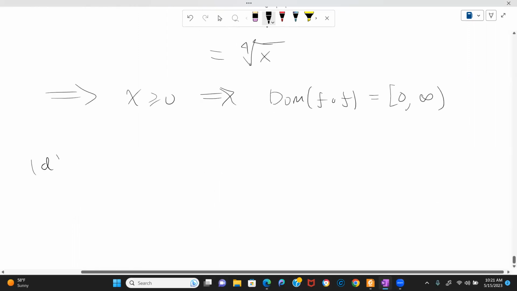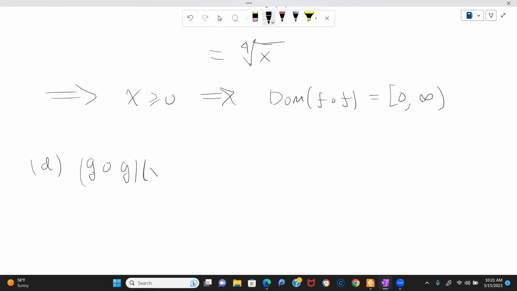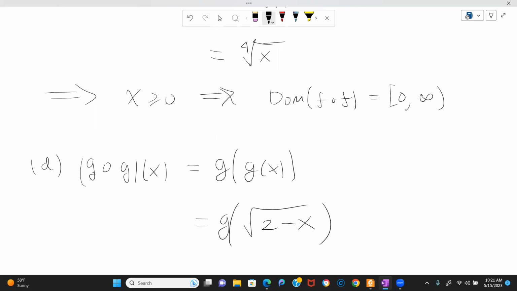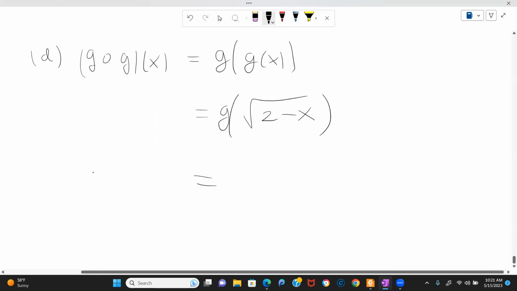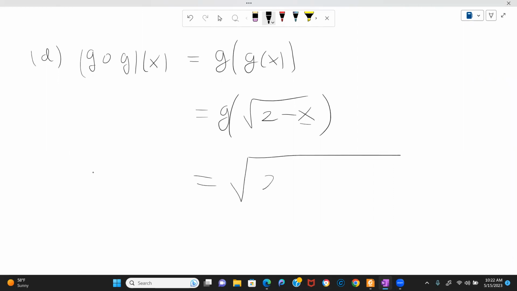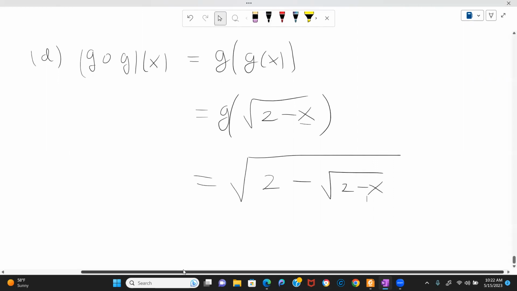And for the last one, we have part D. This is g composed g at x. So it's going to be g of g of x. And then g of x, remember, is square root of 2 minus x. And then g of x again is square root of 2 minus x. So replace the x by square root of 2 minus x, so it's going to be square root of 2 minus square root of 2 minus x.